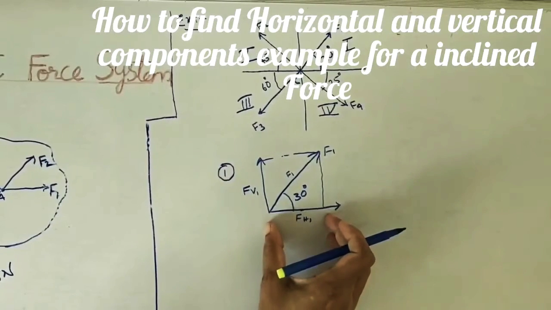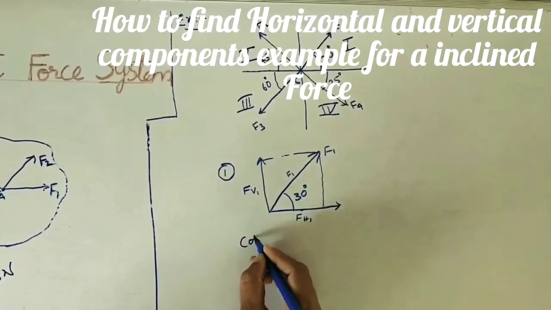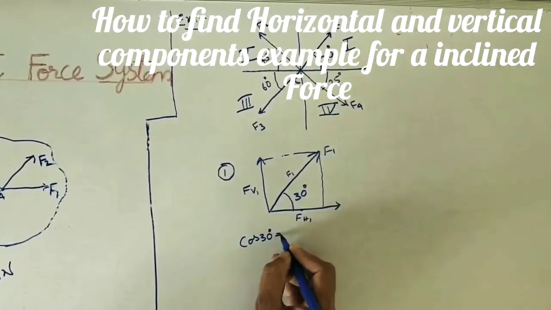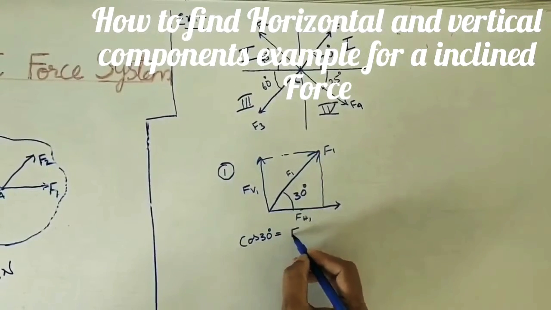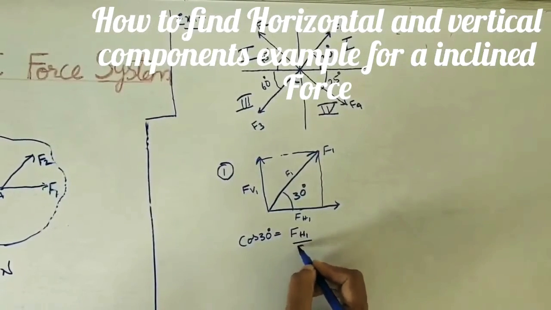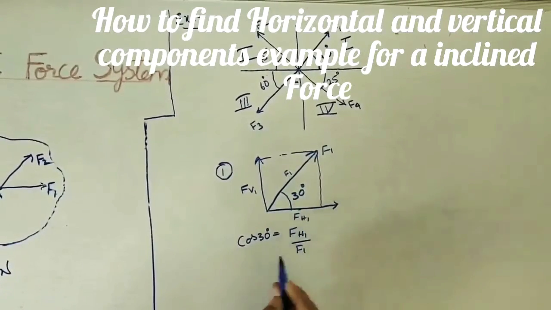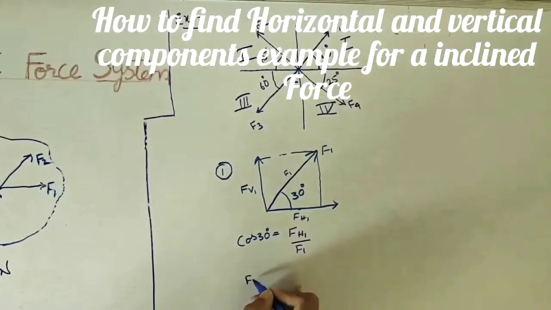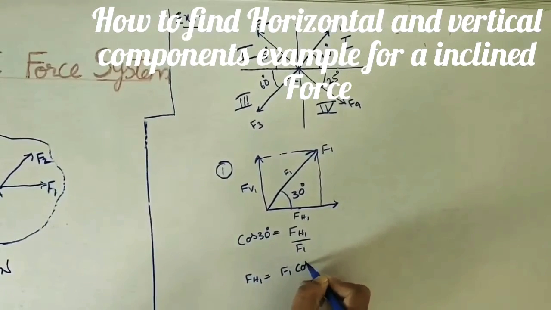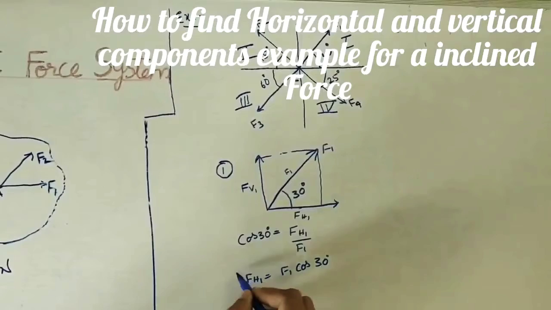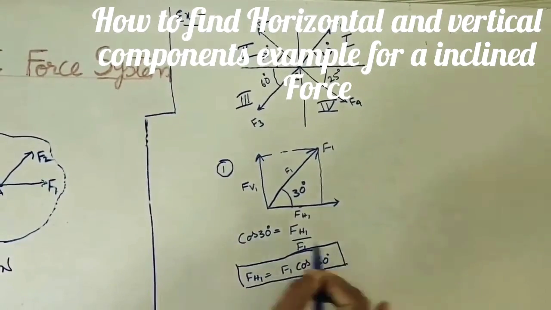We need to find this horizontal value, so we can apply cos 30. In this triangle, cos 30 is equal to FH1 by F1. F1 quantity will be given. So we need to find FH1. FH1 is equal to F1 cos 30. Okay, we can find this value by using the given values.